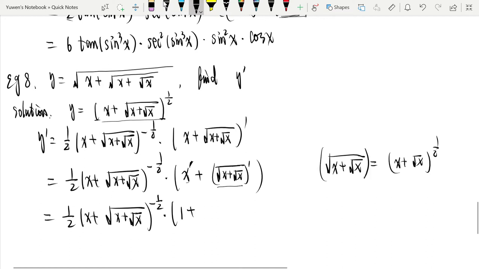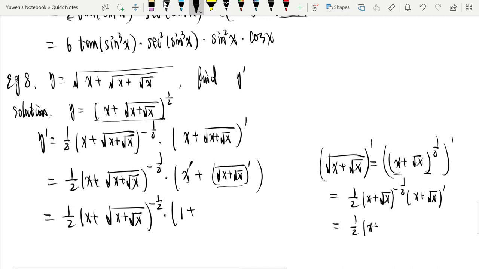So its derivative, use the same method. That is 1/2, there's a bracket, (x plus square root x) to the negative 1/2, then times the derivative of x plus square root x. So that is 1/2 (x plus square root x) to the negative 1/2. And in the bracket, that's addition. So that's 1 plus 1/2 x to the negative 1/2.